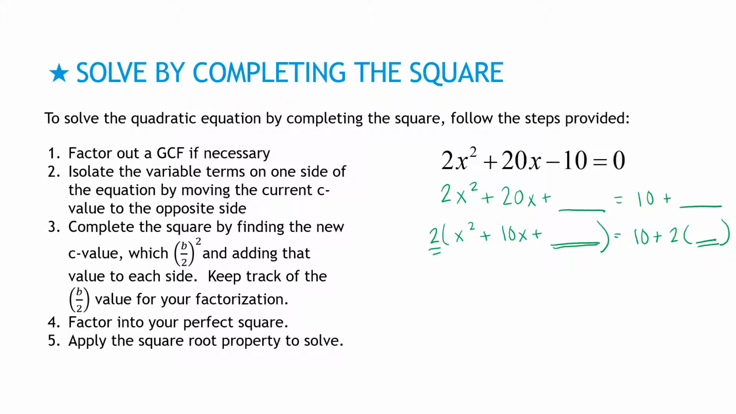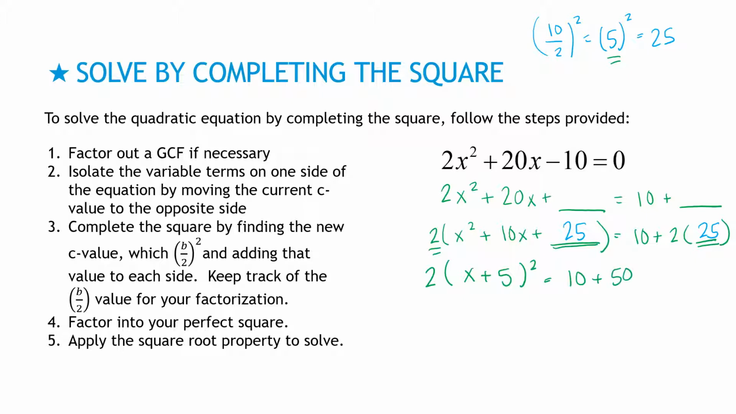So again, I'm going to take my b value, which is 10. I'm going to divide it by 2 and square it. So that's 5, positive 5 squared, which is 25. So that number goes here and here. That leaves me with still the 2 on the outside. This is x squared, this factors into x plus 5, quantity squared. On the right, I have 10 plus 2 times 25, which is 50. So I actually have 60 on the right side.